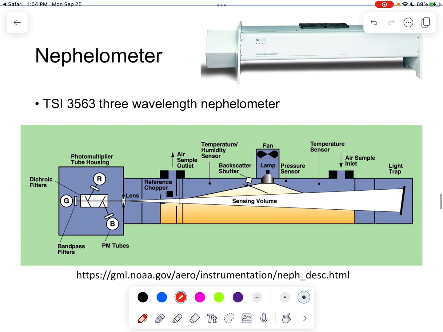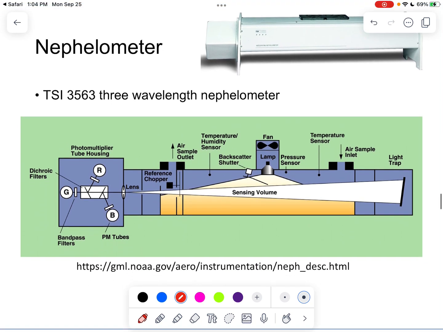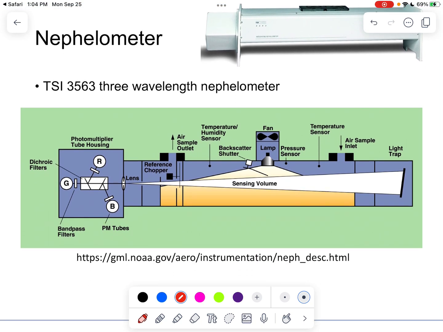Okay, so a more commonly used, let's say, laboratory scale instrument that monitors the optical properties or the scattering efficiency of the particles is called the nephelometer. And TSI has a version of the nephelometer, that's TSI 3563. It's using a three wavelengths characterization method. Okay, so what happens is that inside the nephelometer, the aerosols are being introduced here.